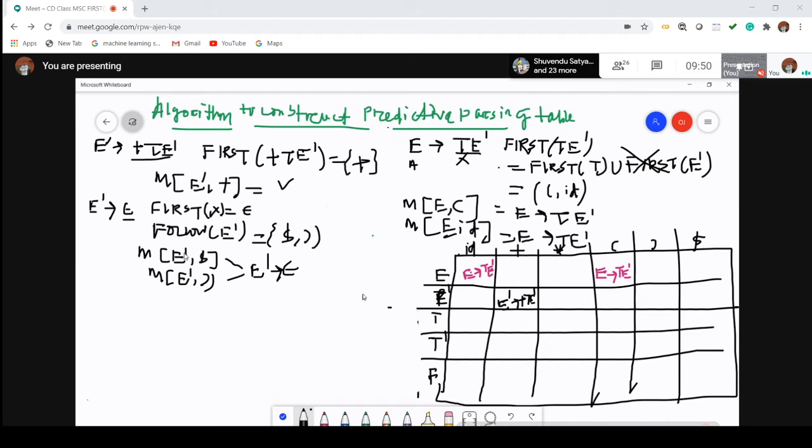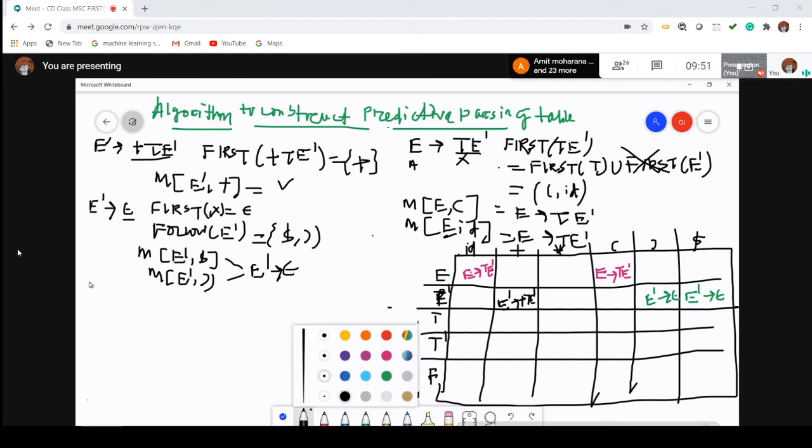Now simply you can check: E dash means this row. Which column? One is right parenthesis, another one is dollar. So right parenthesis means this value. I have to put which production? E dash to epsilon. Similarly here it will be E dash to epsilon. Now it is completed for this production E dash to epsilon.